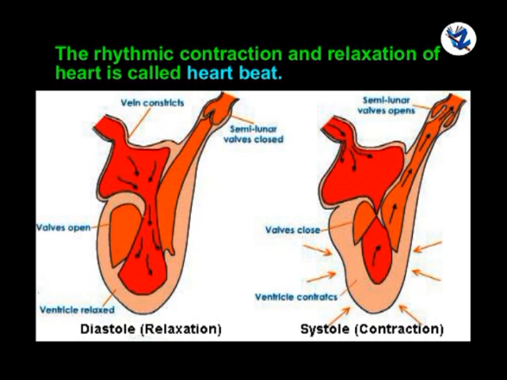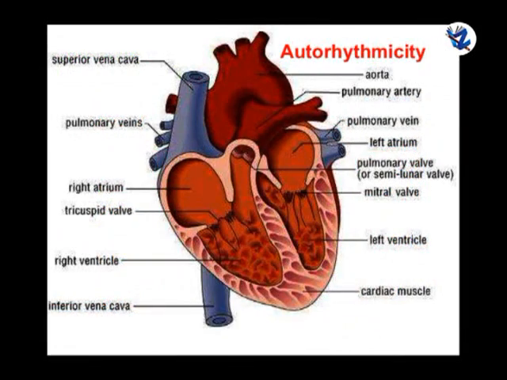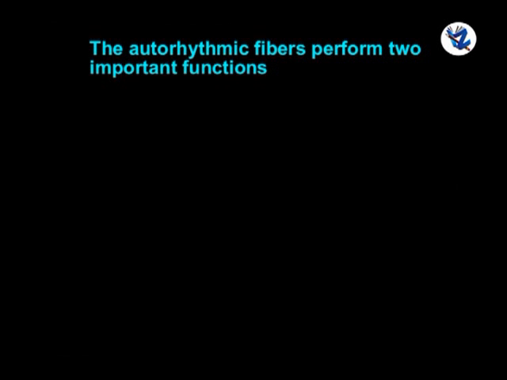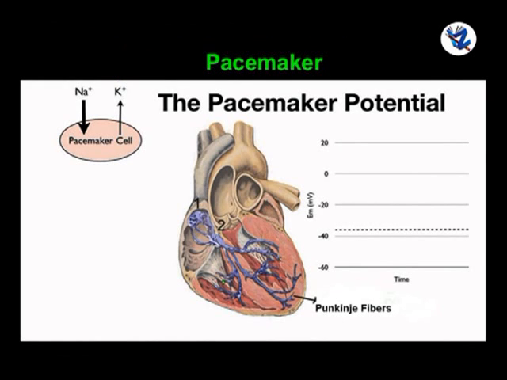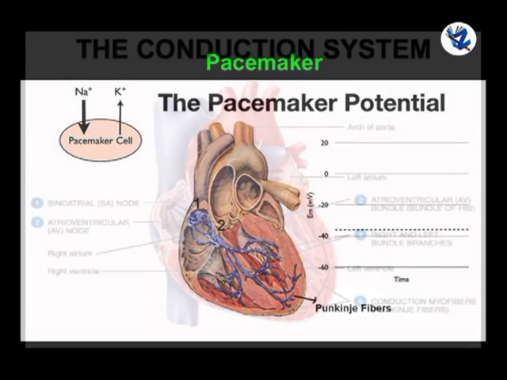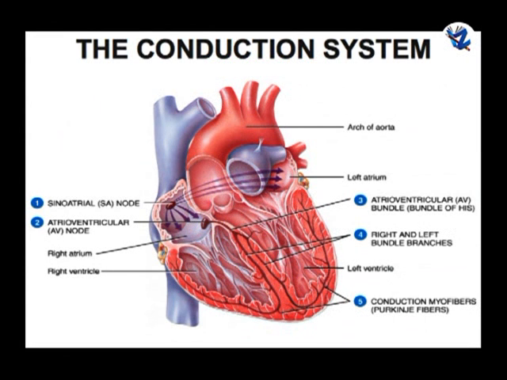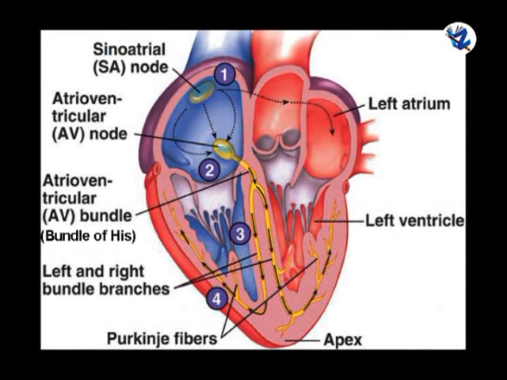Next is rhythmicity of heartbeat. The rhythmic contraction and relaxation of the heart is heartbeat. The heart shows autorhythmicity. The autorhythmic fibers perform 2 important functions. 1. They act as pacemaker, setting the rhythm for the heart, and 2. They form the conducting system for conducting impulses throughout the heart muscles.